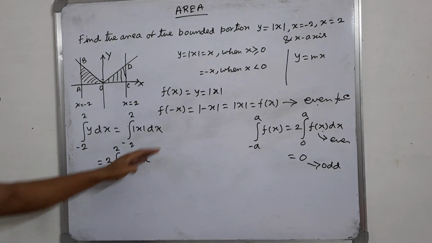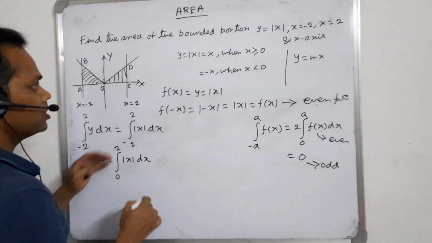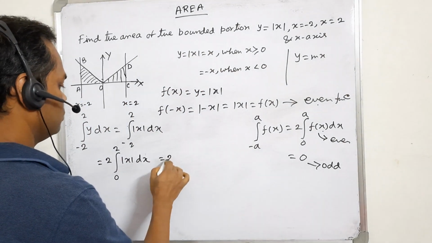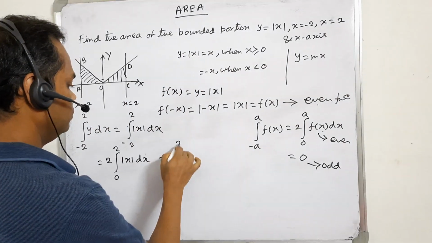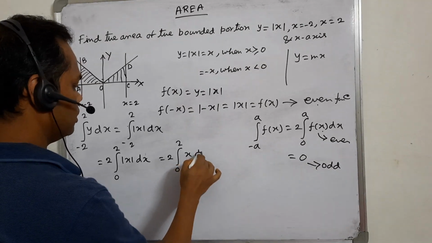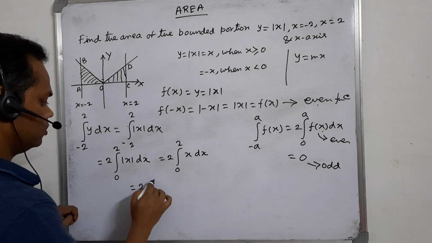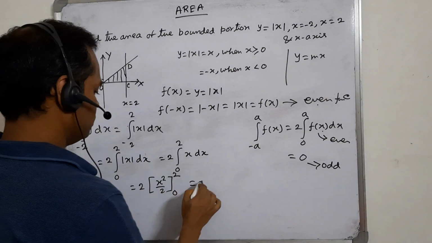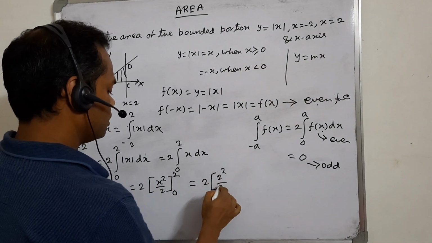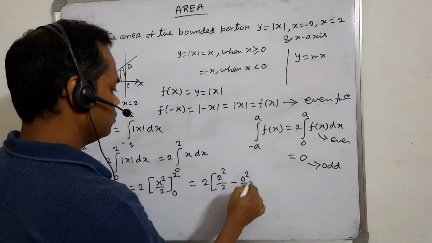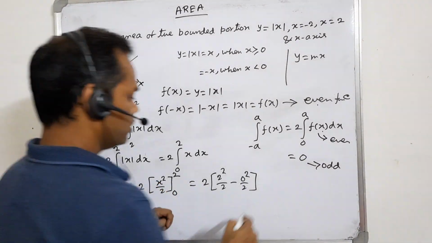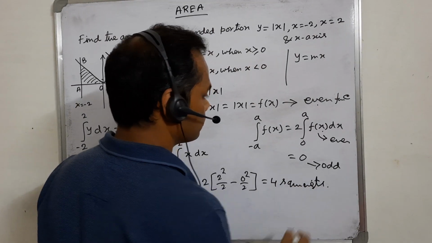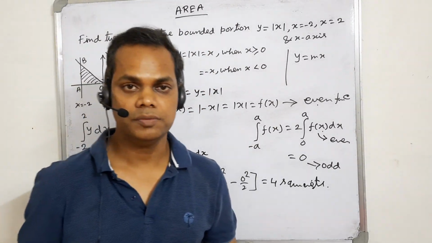In the interval 0 to 2, mod x is x because it is positive, so we use mod x equal to x. So 2 times the integral from 0 to 2 of x dx. So 2 times x square by 2 from 0 to 2. This one is 2 square by 2 minus 0 square by 2. So the 2s cancel each other, and 2 square is 4 square units. In the next video on this topic, we discuss a few more sums on area.